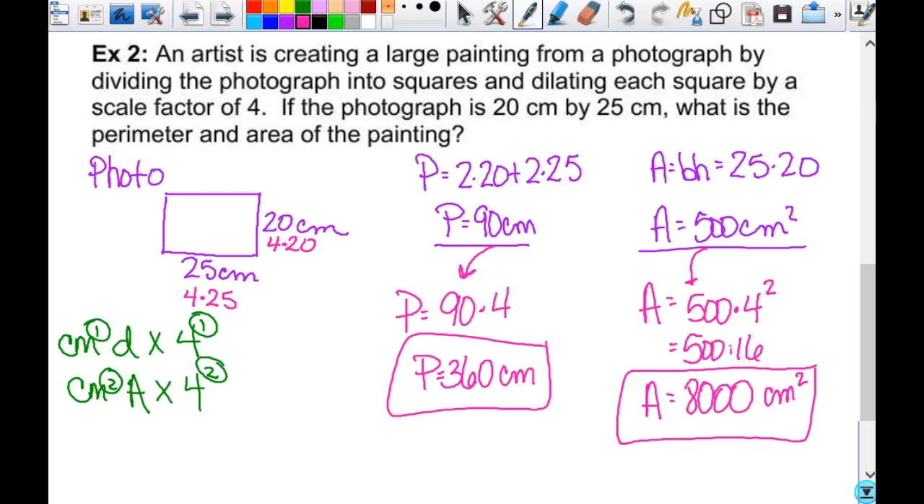Okay. So would it have been, quote, easier on this problem just to find the dimensions and do that? Yes. But I'm trying to show you that you may not be given that information and you need to know how to handle it. Okay? Are we good? Awesome. All right, next page.